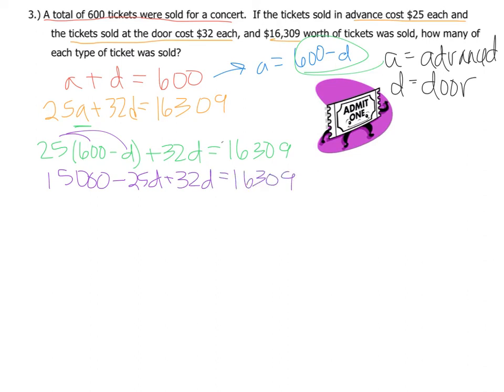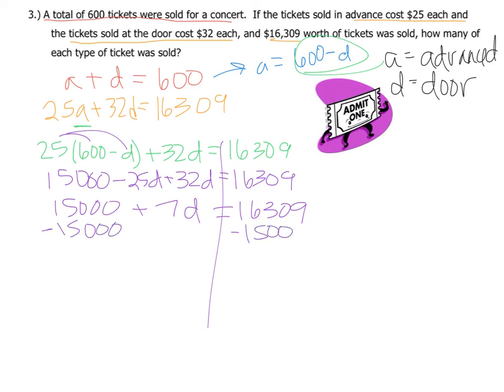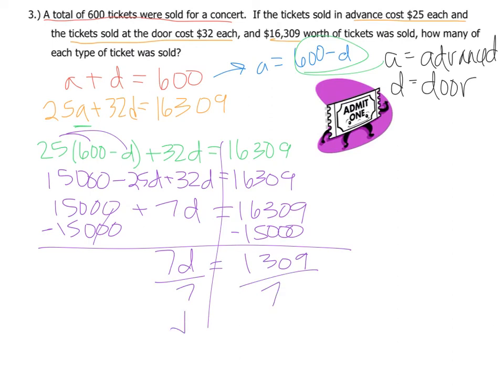16,309. Some of you forget that we need to do combining like terms first, so we don't subtract this 15,000 yet. Let's make sure it says 15,000. We need to combine the negative 25 and the positive 32 to get positive 7D. Now we can subtract 15,000 from each side. So 7 times D equals 1309. Divide each side by 7, and the number of tickets sold at the door is 187.